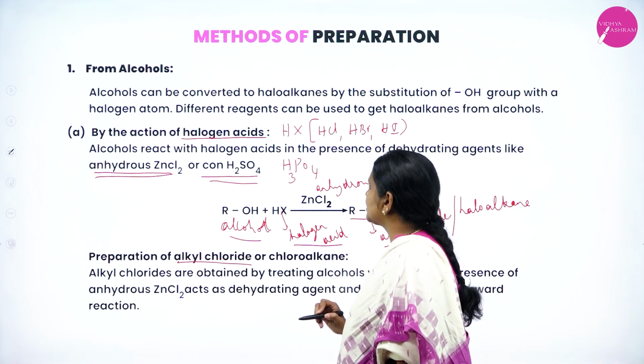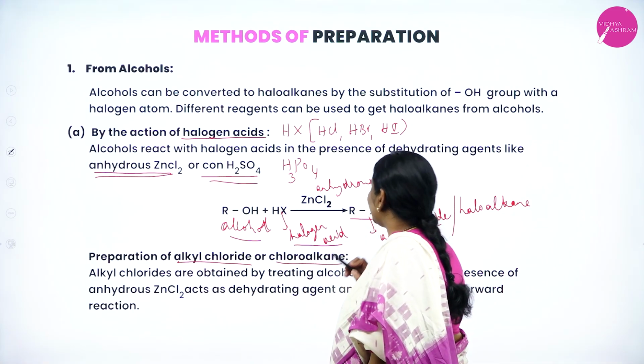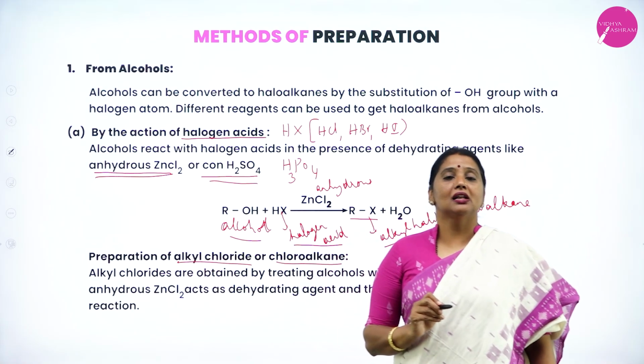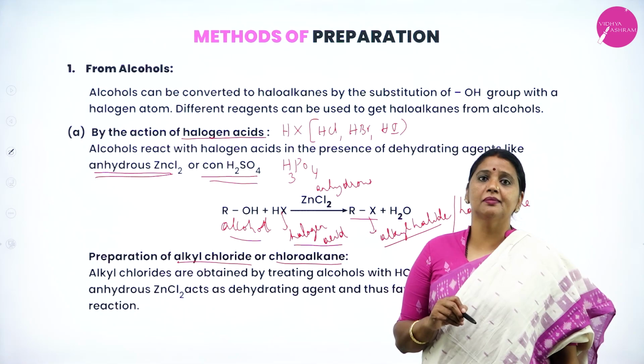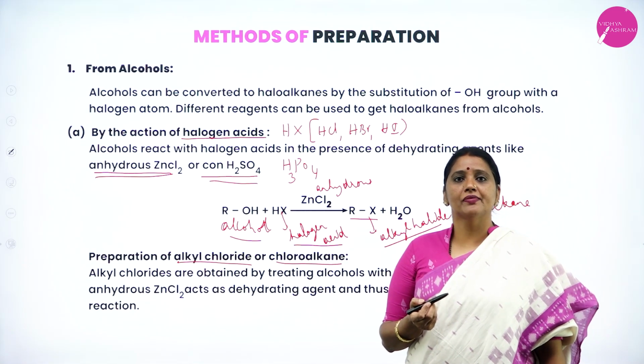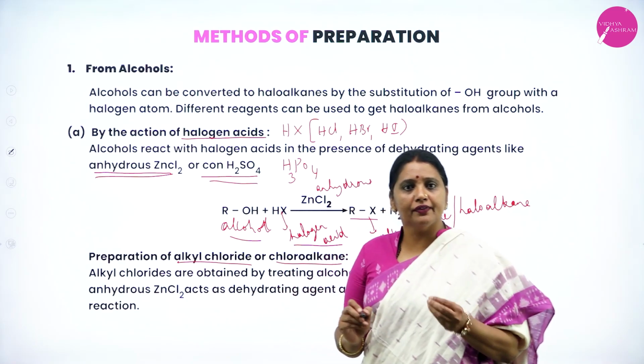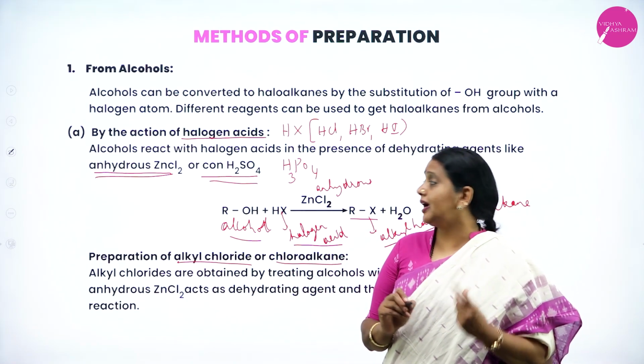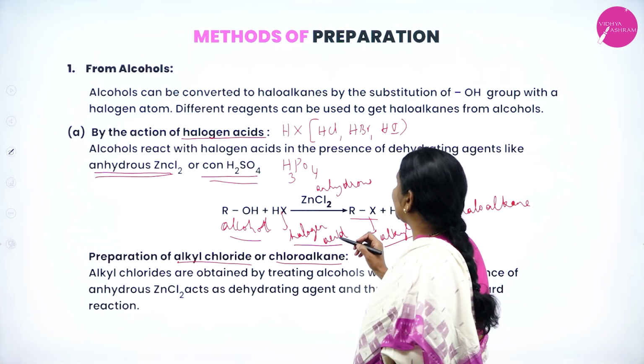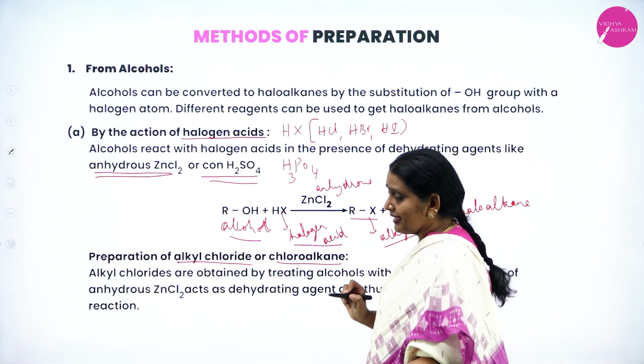Alkyl chloride is its trivial name. Chloroalkane is its IUPAC name. How do we prepare alkyl chloride? As you know, if you want to introduce a chlorine group, you have to take which acid? You have to take HCl.